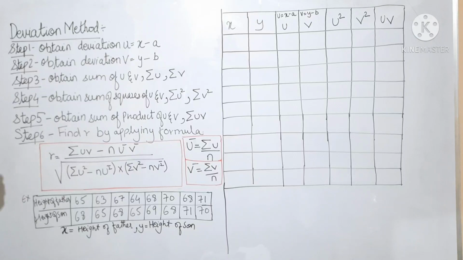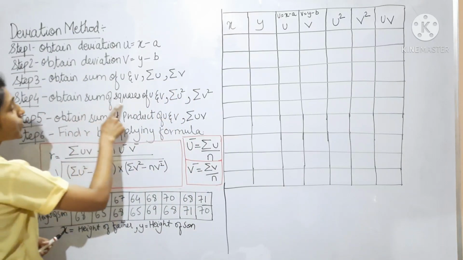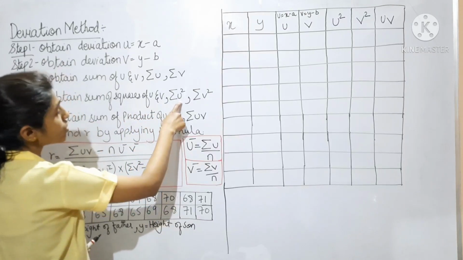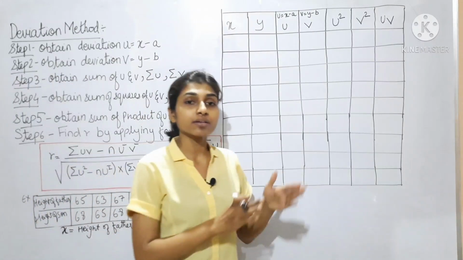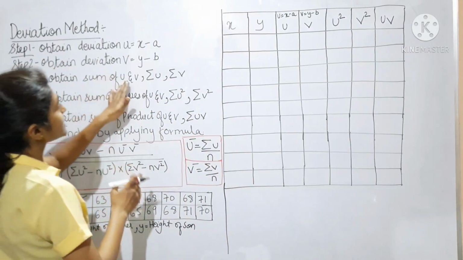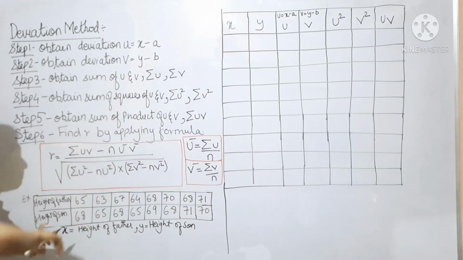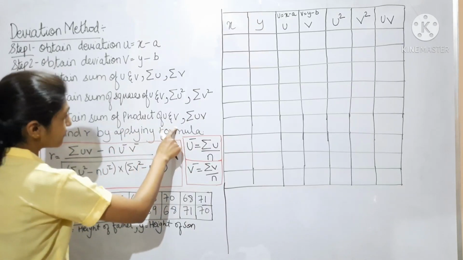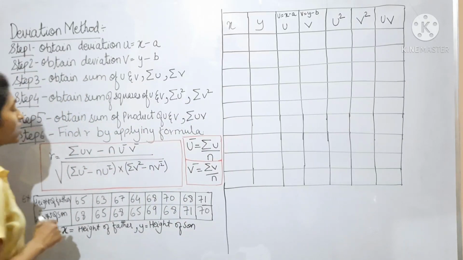Step number 3 is to obtain the sum of u and v, that is summation of u and summation of v. Step number 4 is to obtain the sum of squares of u and v, that is summation of u square and summation of v square. The method is the same as the direct method, only step 1 and step 2 are different, that is u and v. Step number 5 is to obtain the product of u and v, that is summation of uv, and the last step is to apply the formula and find r.